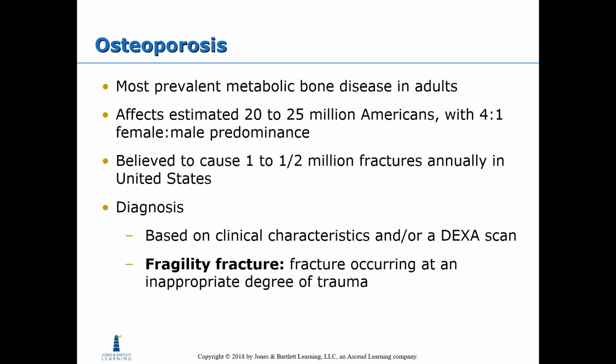Osteoporosis is the most prevalent metabolic bone disease in adults. It affects an estimated 20 to 25 million Americans, with a 4 to 1 female to male predominance. It's believed to cause 1 to 1.5 million fractures annually in the United States. Diagnosis is based on clinical characteristics and/or a DEXA scan. Fragility fracture: the fracture occurs at an inappropriate degree of trauma.